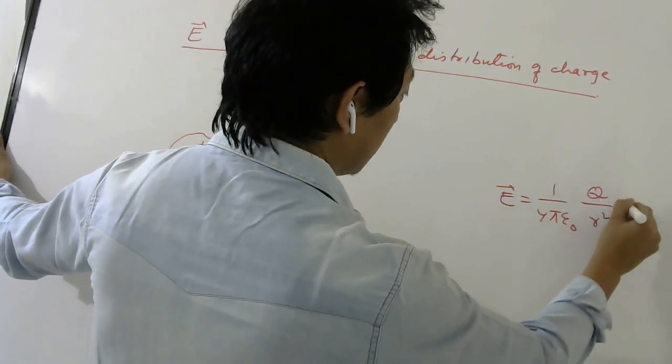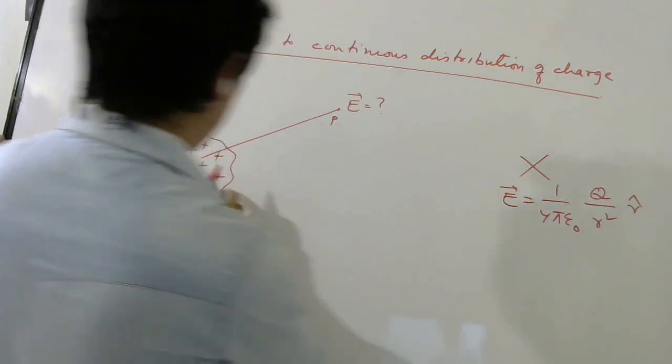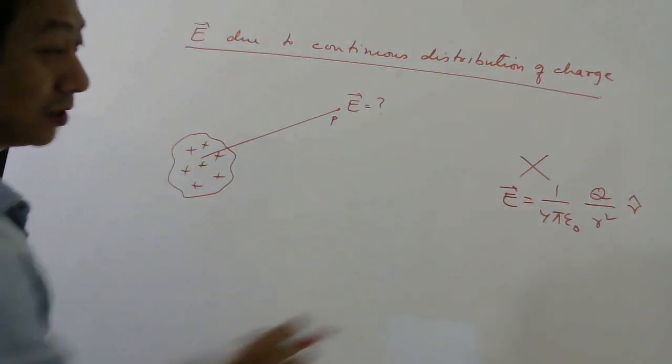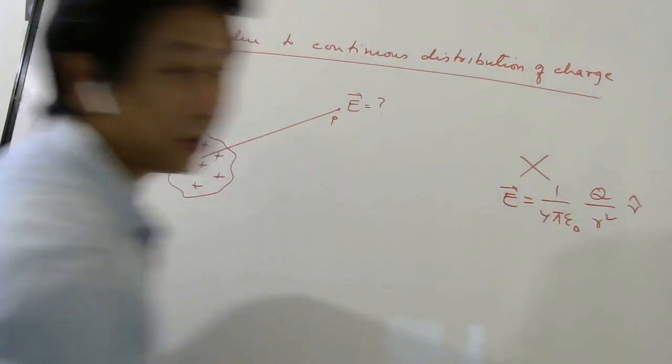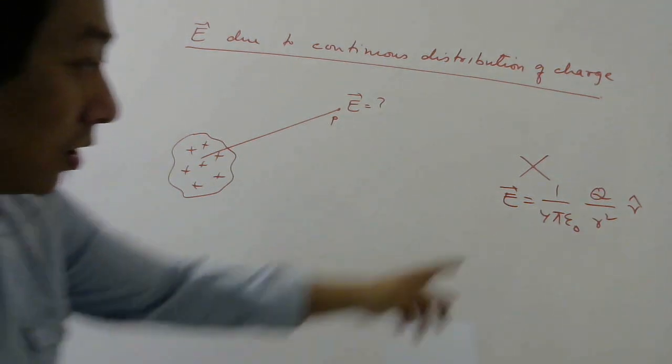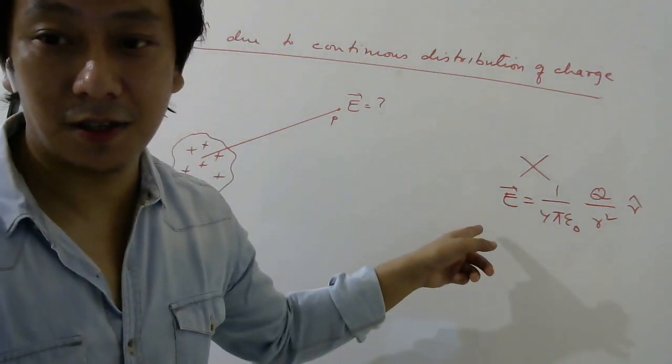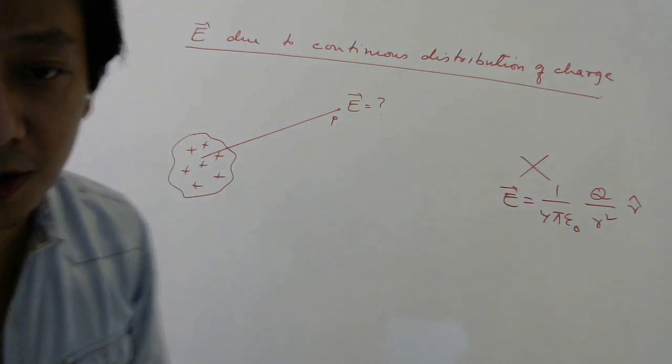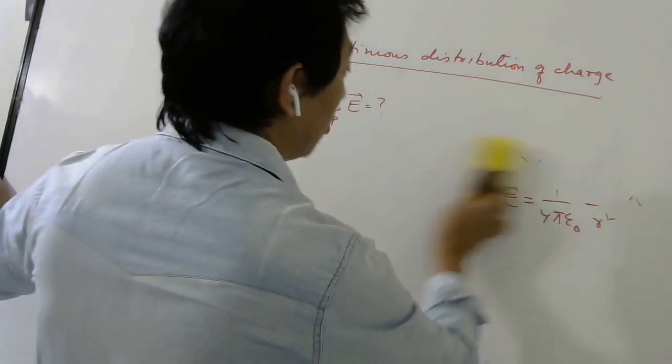You cannot use this formula. Why? Because this is not a point charge. Where did this formula come from? Coulomb's law, right? I used Coulomb's law to derive this formula. Go back and check once. That was done only for a point charge. So now your charge is not a point.